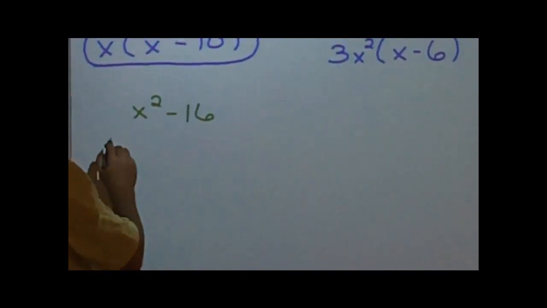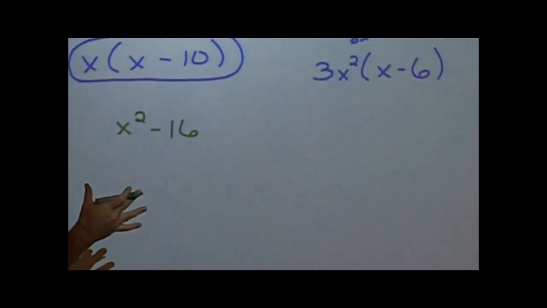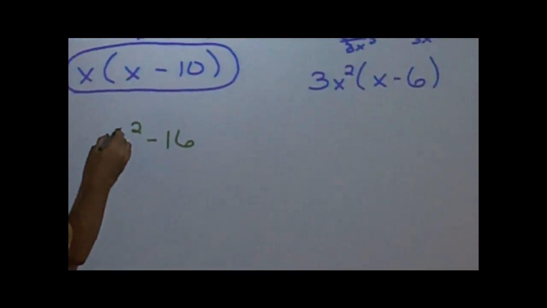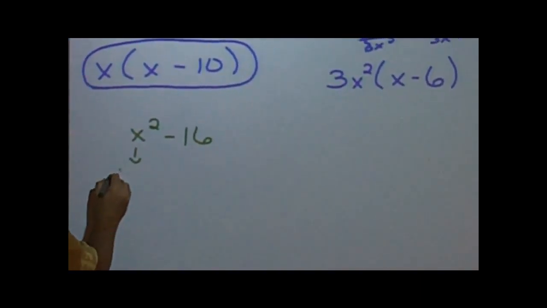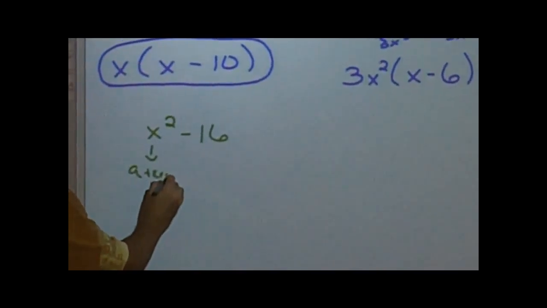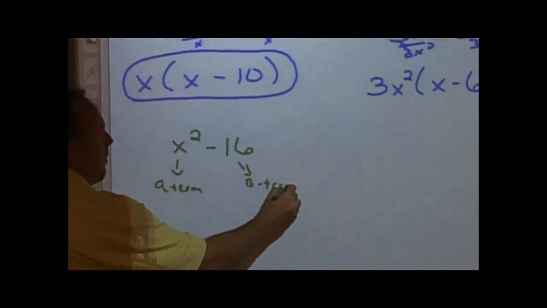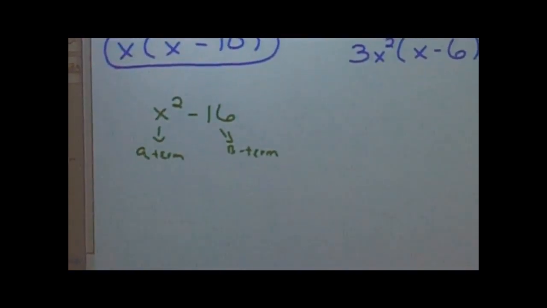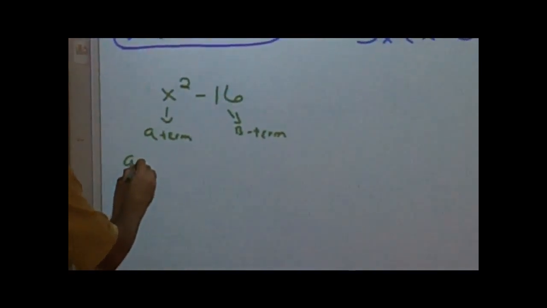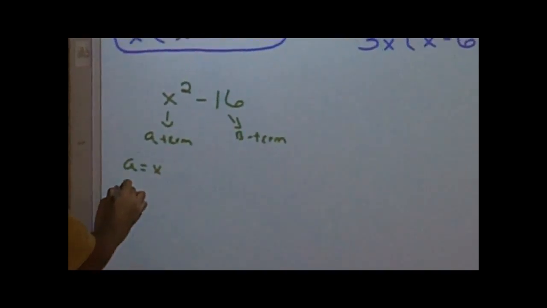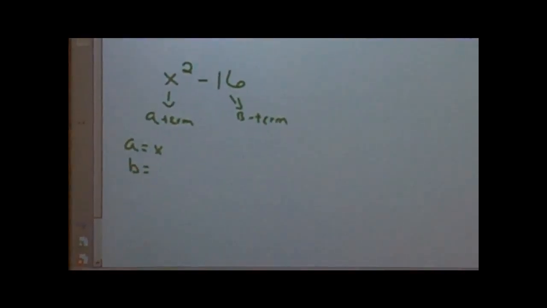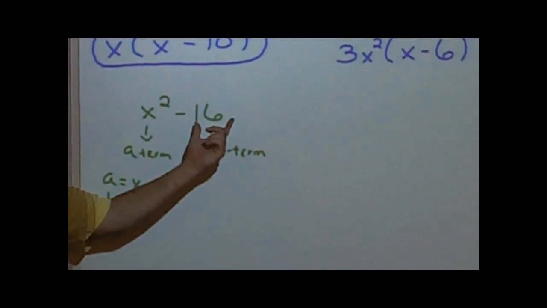X. So whenever you see an equation like this, this here will always be your a term. And this over here is always your b term. Okay? A term and b term. So what's my a value? And what's my b value then? 4. Because you're thinking to yourself, what's the radical of this? 4.